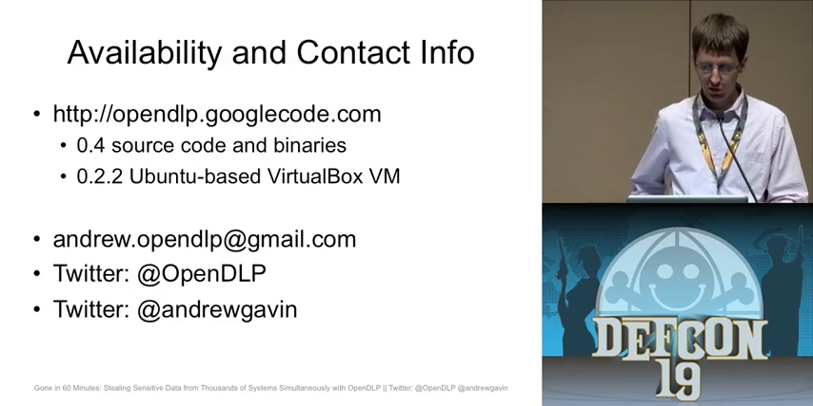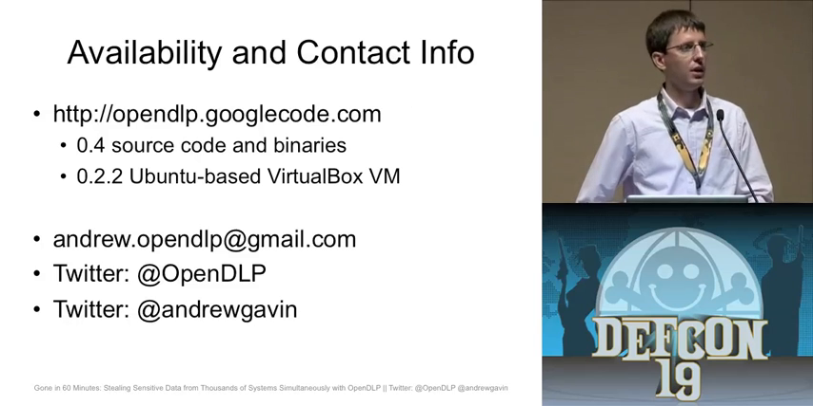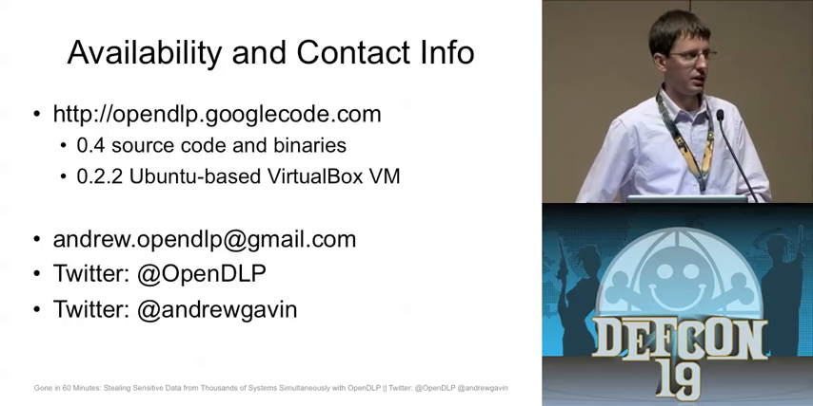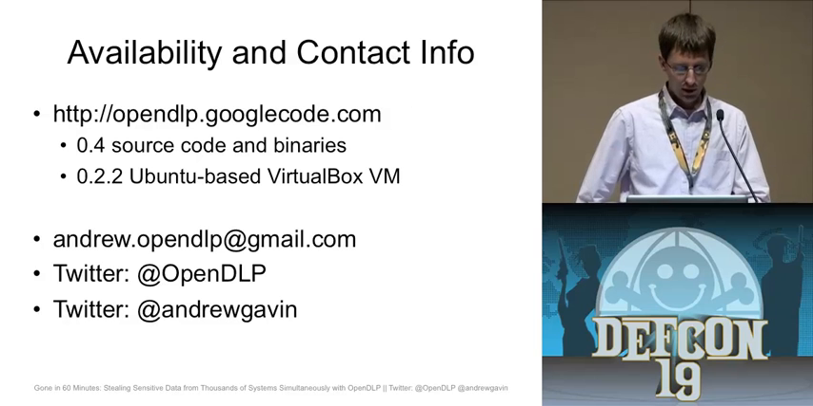But this is the project page. It's on Google Code, and the current version is 0.4, and it's kind of a pain in the ass to install, so I made a VM about a year ago. The VM is a little outdated. I'm going to update it in the next few weeks, but it's based on 0.2.2. It's easy to upgrade. And then my contact info is there.